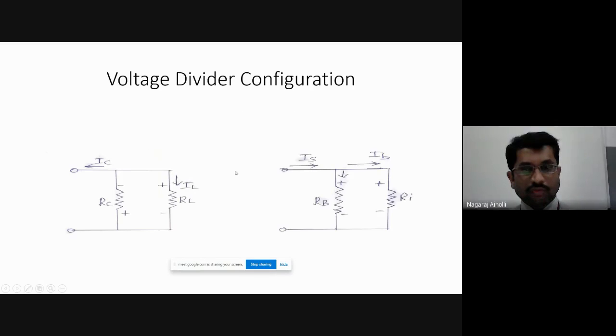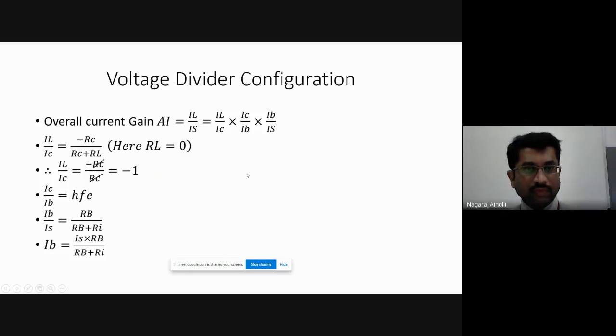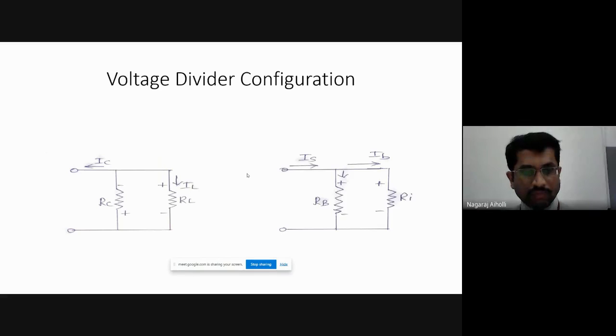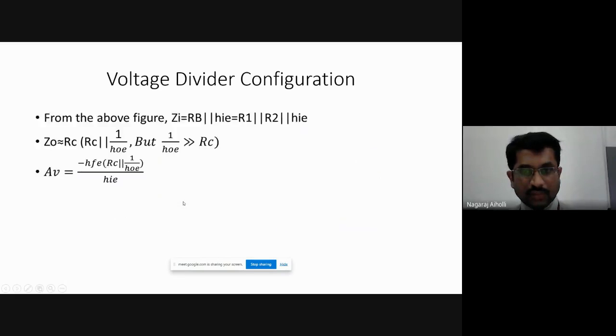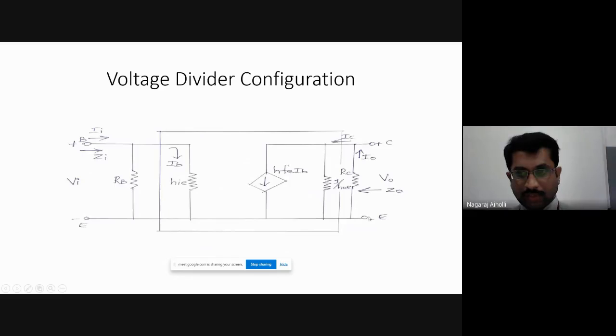Then next is how to find the current gain. We have to find the overall current gain. Now, if we look into the circuit, at the output side we have the load resistance. Here the load resistance RL will come between collector and emitter. Then we have RC, and the collector current is flowing from this junction of RC. The same is drawn here.